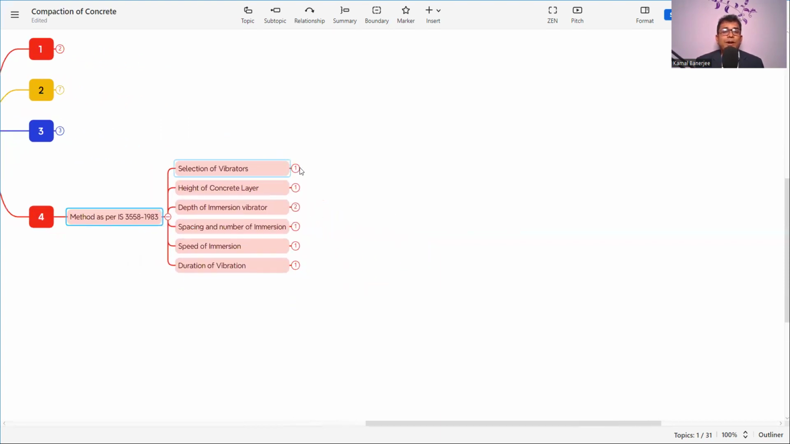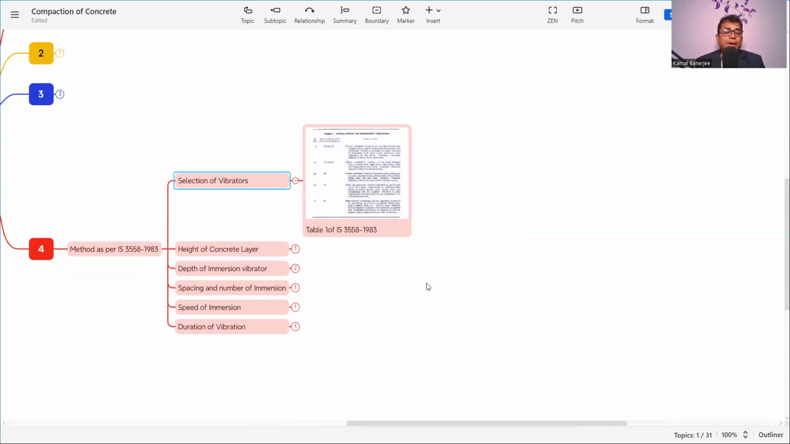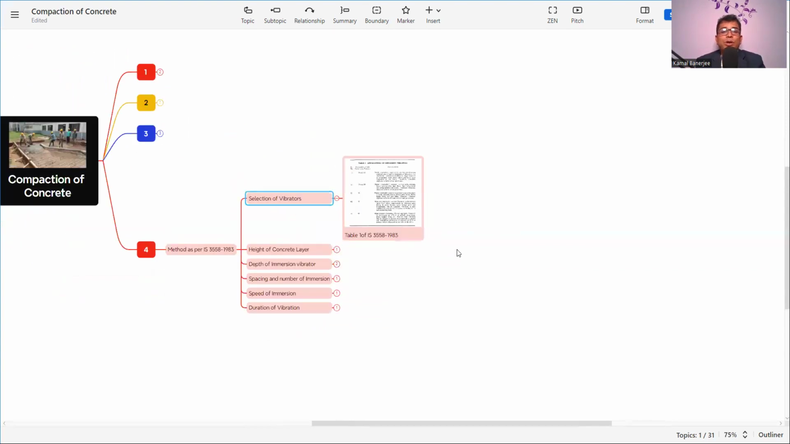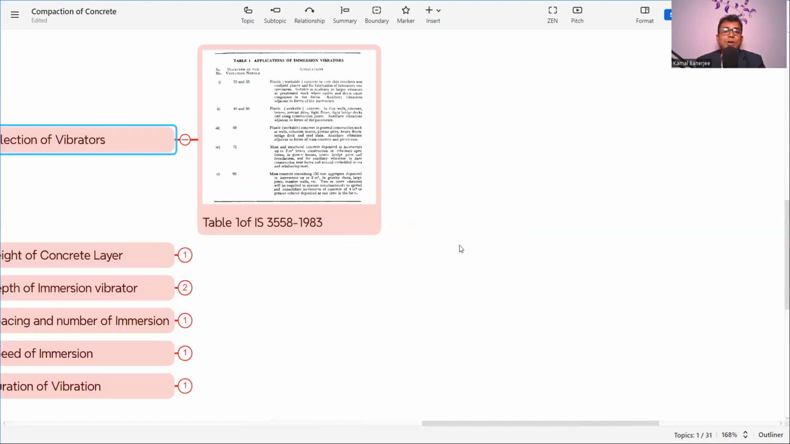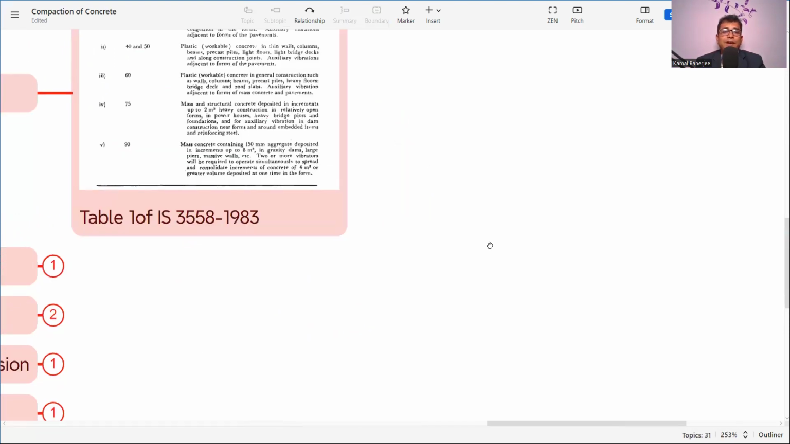IS 3558:1983? First is selection of vibrator. Now, first we need to select the vibrator. That means what type of vibrator needle we want to use, because today we are only discussing the needle vibrator, not any other type of vibrator.